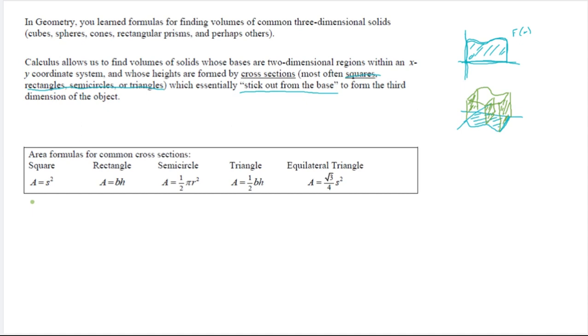Some basic formulas for those cross-sectional areas. Square is the side squared. The rectangle is the base times the height. The semicircle is 1/2 pi r squared. Triangle is 1/2 base times height. An equilateral triangle is a new one for me, or for many, but it has a formula that's square root of 3/4 times the side squared. This wasn't a really common one that I can remember, but you may find it on the AP test. So these are some formulas to recognize that could be used for these cross-sectional areas.